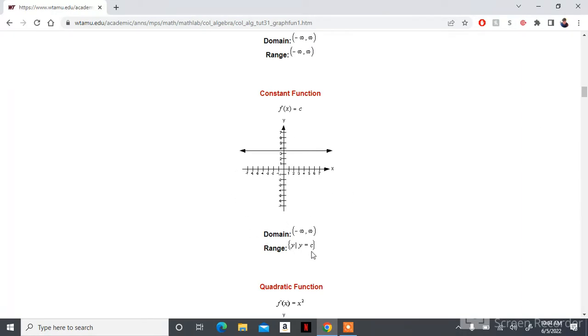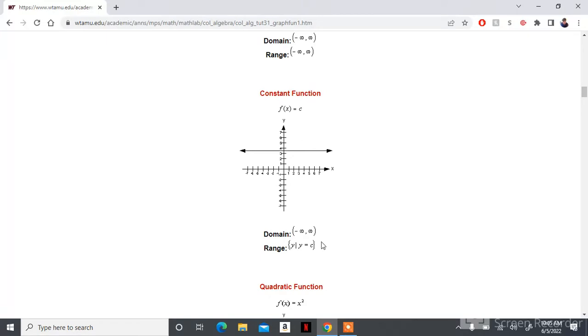Alright, so this range has nothing because it never goes up and down. You don't see any type of infinity sign because it's not going up and down. You're only going left and right. The arrows aren't going up and down at all. So it has basically no range.